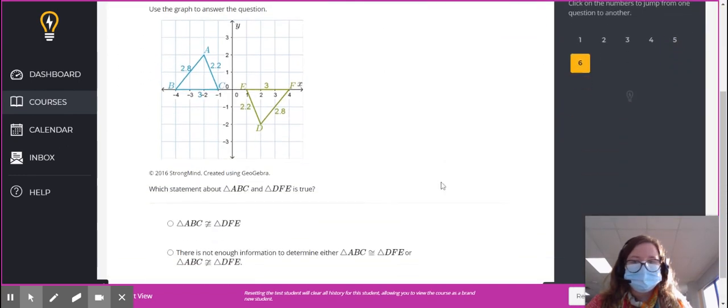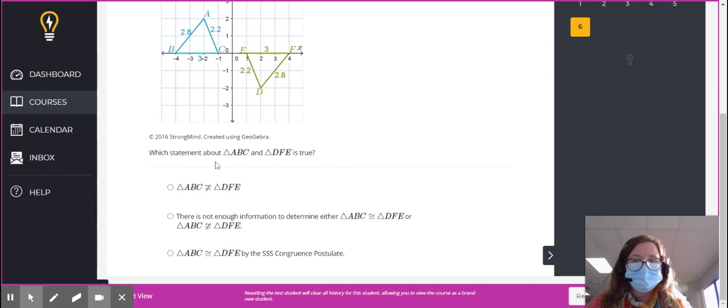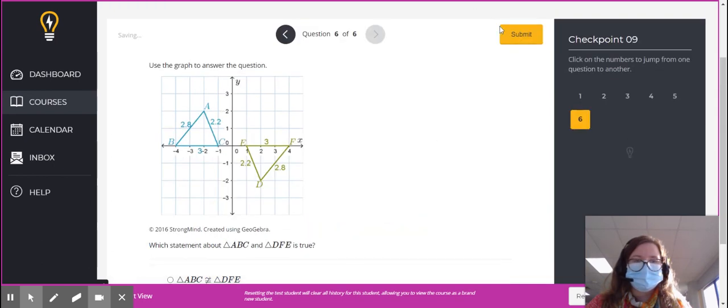Okay, last one. What statement about triangle ABC and DEF is true? So it looks like, let me see, 3, 2.8, 2.2, 3, 2.8, 2.2. So that looks true. So we can't have that one. We can do that one. They all have the same sides. So I would say that's true because of the side, side, side congruence postulate.